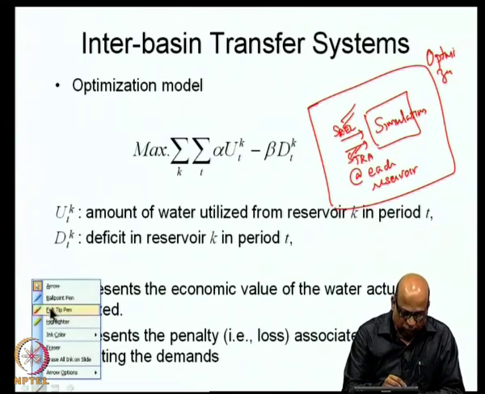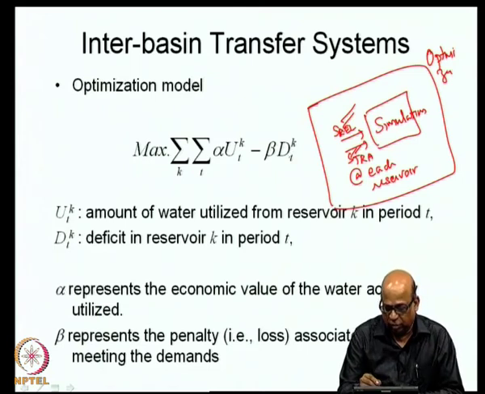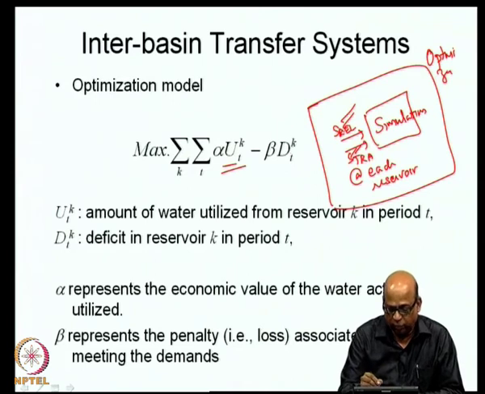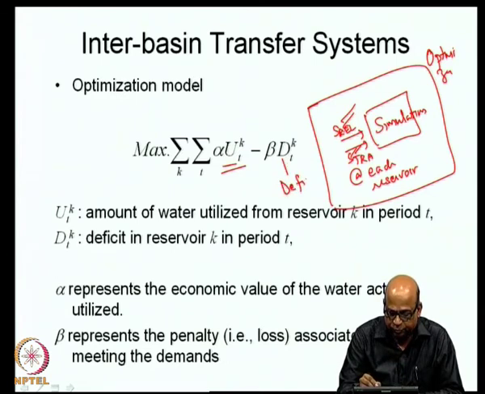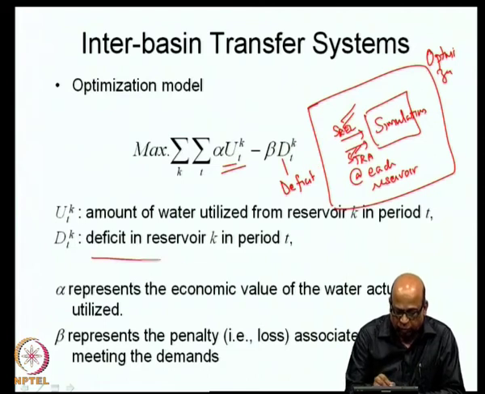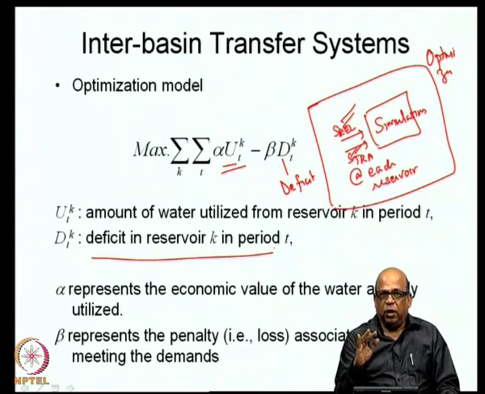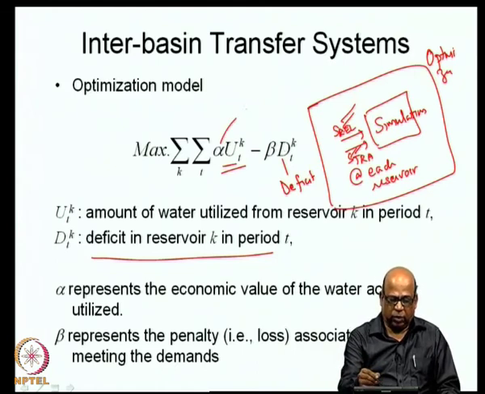Then there may be deficit at the reservoir K. So, DTK is the deficit in reservoir. Obviously, these two together cannot occur. I am sorry, I will repeat that. UTK, if it consists of release and transfer terms, then DTK cannot occur, because DTK would be first met out of the UTK. So, DTK is the deficit from its own demand. That means, the water was not sufficient to meet its own demand in reservoir K in time period T, that is the deficit, and we associate values alpha and beta.